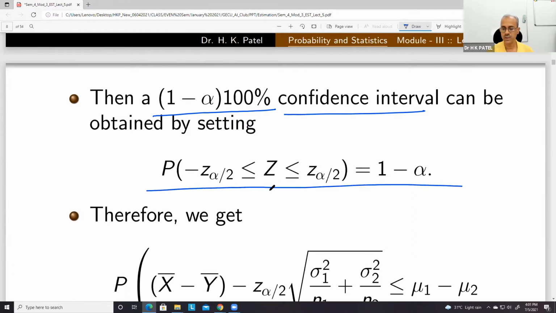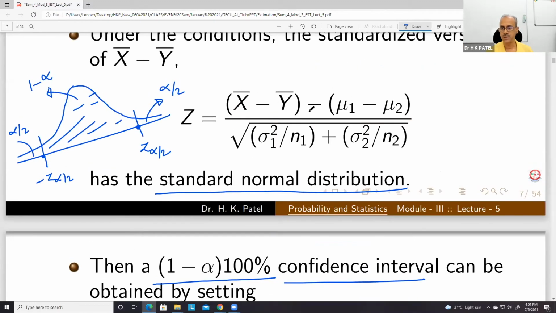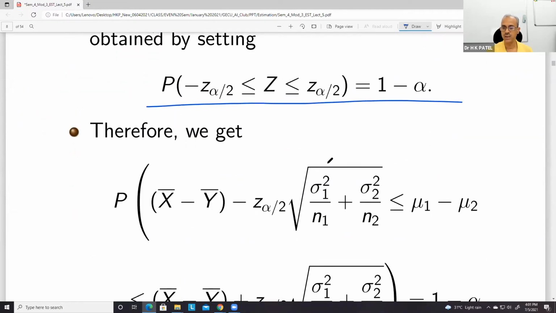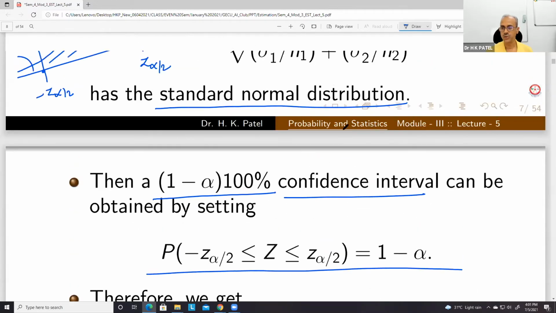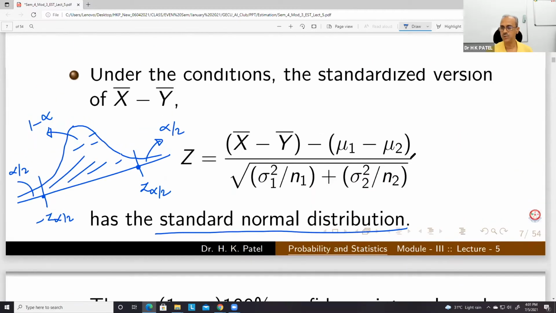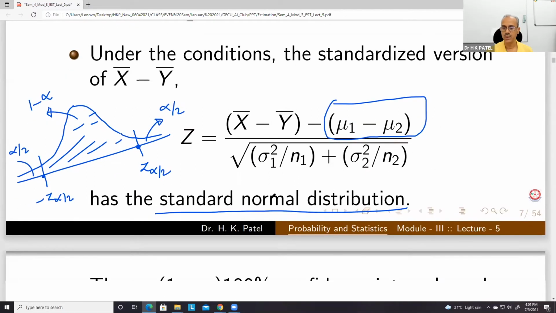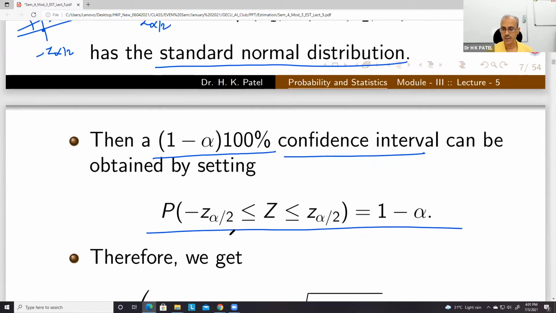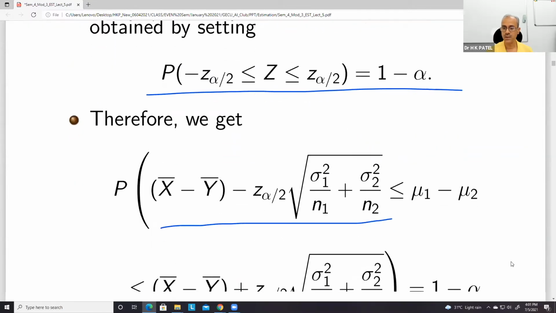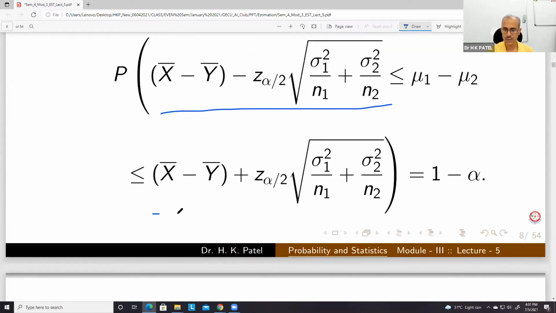Then we can substitute the capital Z that we have written here, x bar minus y bar minus mu1 minus mu2 upon this, and then we can do algebraic manipulations. We have to keep this mu1 minus mu2 in between, and then we can find the left limit. So this is left, and this one is the right. So this is x bar minus y bar minus Z alpha by 2 times the standard error.